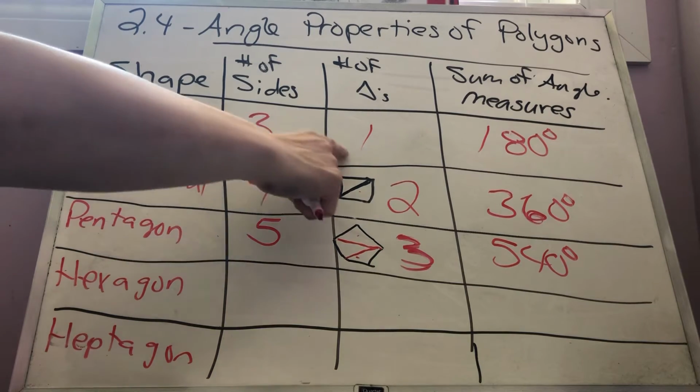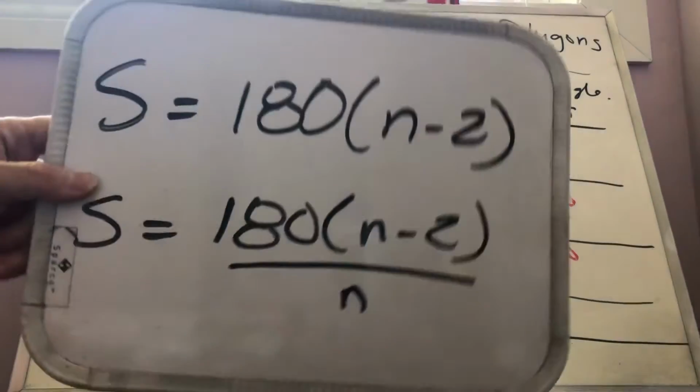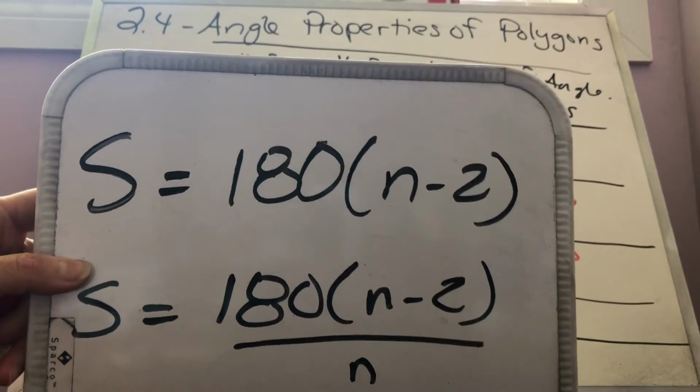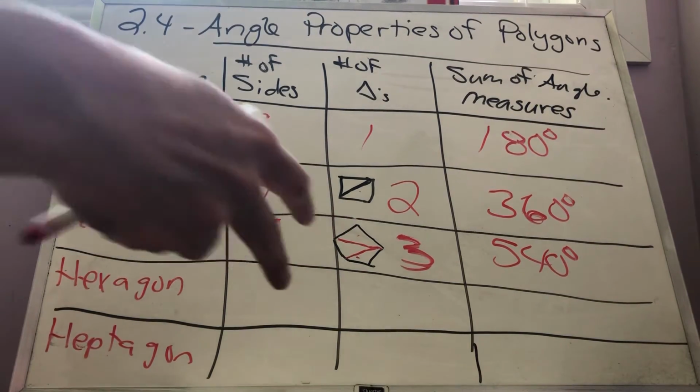Notice how there's a gap of 2 between each. Remember the formula? N minus 2, right? So the number of sides, take away 2, will give you the number of triangles. Then you just multiply that by 180, right?